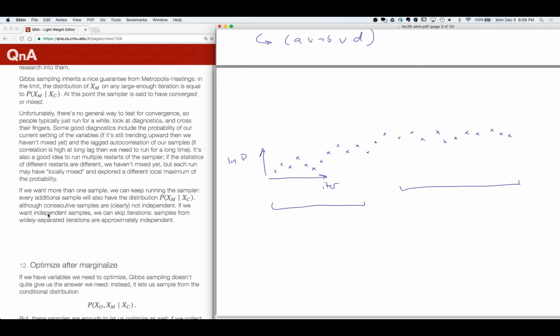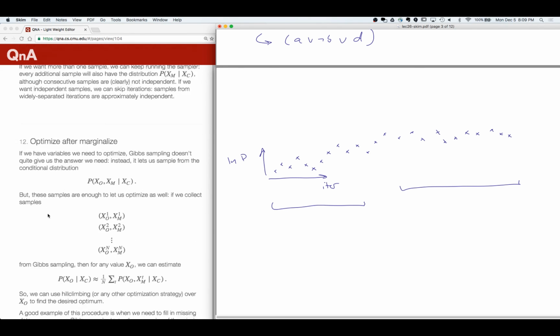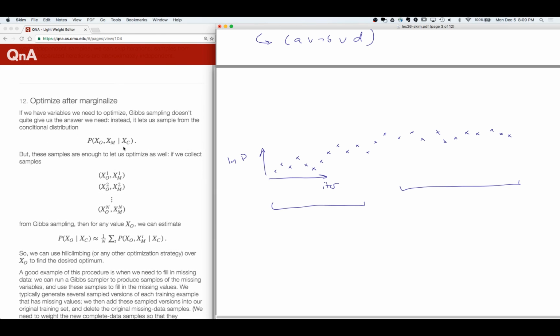All right, so that's Gibbs sampling. On its own, it's already a useful tool. But if we want to optimize, what we can do is run a Gibbs sampler. So now XO is not empty, so we have both XO and XM, and we want to sample from their distribution. We run a Gibbs sampler where we pick variables in either of those two sets repeatedly, we let it converge, and we collect a bunch of samples like that. Then, for any new value XO, we can approximate its probability as the average over these examples of the probability when we fill in the marginal value from that example.